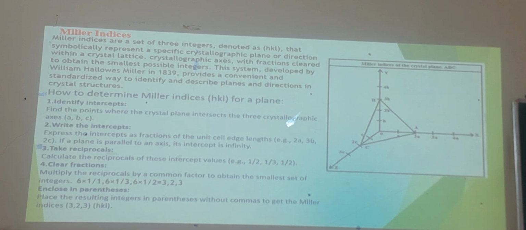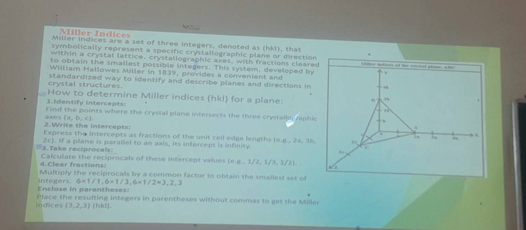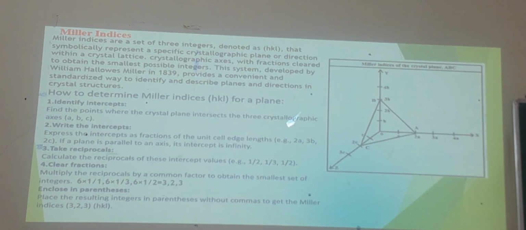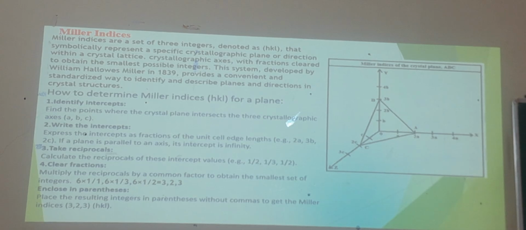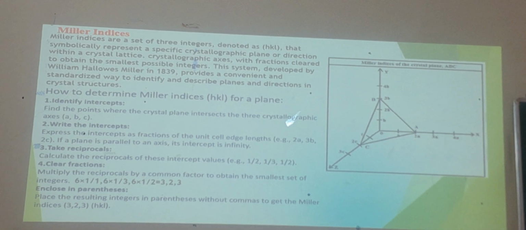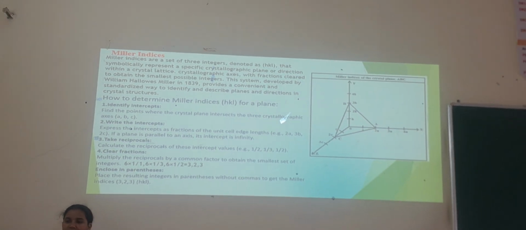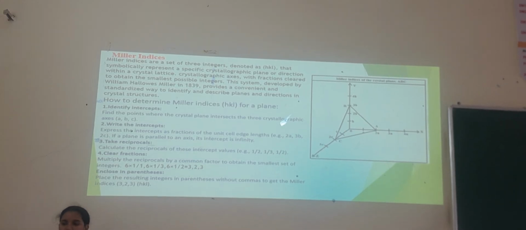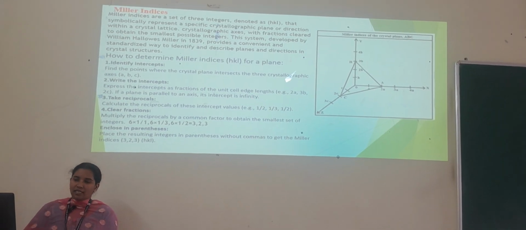The third step is to take the reciprocals of the intercepts. You can see here the example: 1 by 2, 1 by 3 and 1 by 2. Then clear fractions. To clear the fractions, we multiply the reciprocals by a common factor to obtain the smallest set of integers. We can see here we will get 3, 2, 3. Now after getting these values, we enclose these integers in parentheses, without commas, to get the Miller indices.